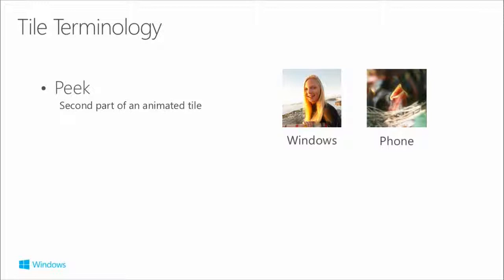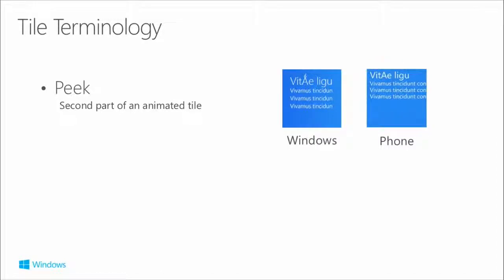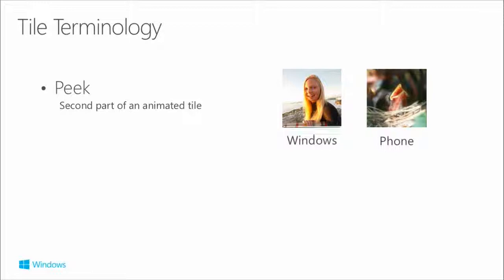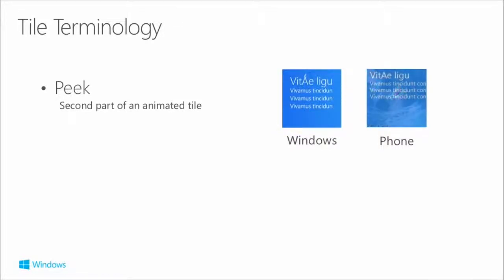The first piece of tile terminology is peek. A peek tile means that there's a second part of this tile, and it's going to be animated in. So you can see an animation on Windows, and then it's actually going to flip from front to back on phone.